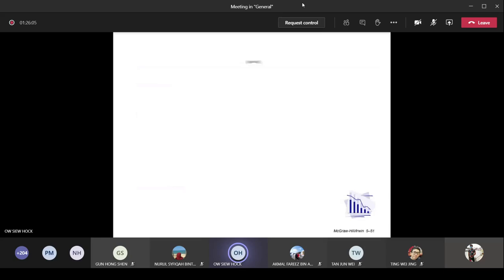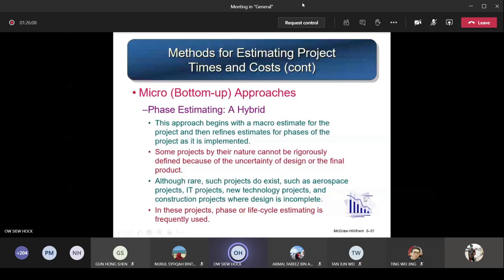Next, the last approach is called phase estimating, which is known as a hybrid approach, meaning a mixture of macro and micro approaches. This approach begins with a macro estimate for the project and then refines estimates for phases of the project as it is implemented. You start with the macro approach. When you're assigned the project, give a macro estimate, a total rough estimate for the whole project. Some projects by their nature cannot be rigorously defined because of the uncertainty of design or the final product. Sometimes you cannot tell. I just don't know how to estimate. I've got no idea how to do the estimation. So in this case, you use this hybrid approach.